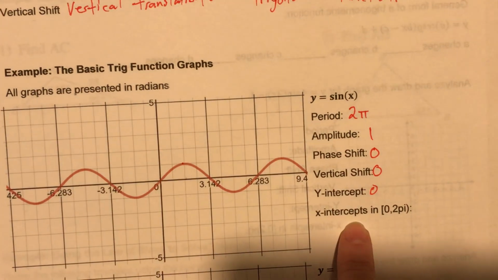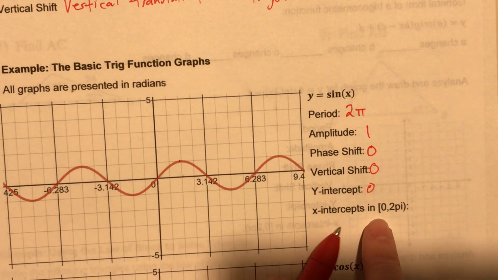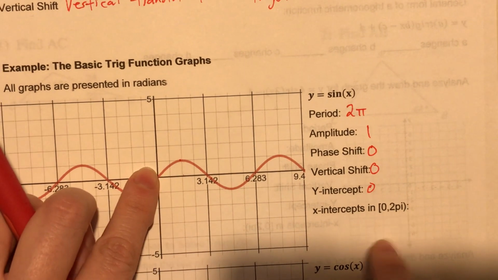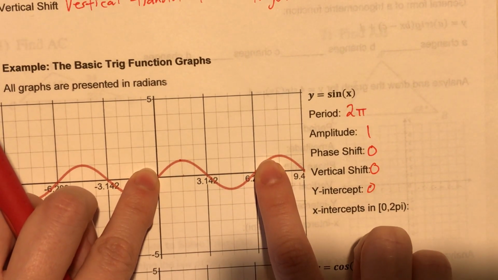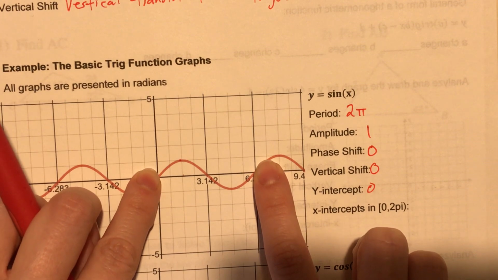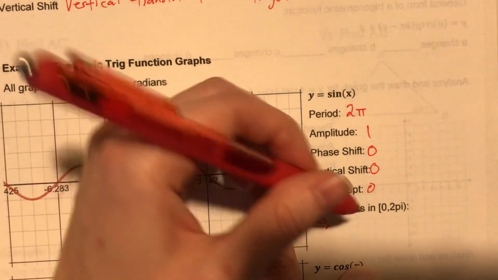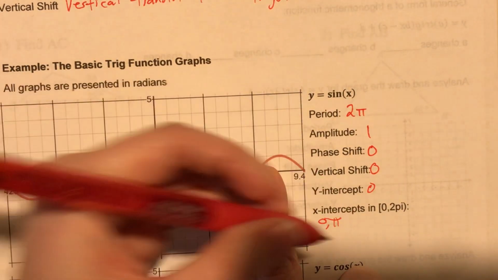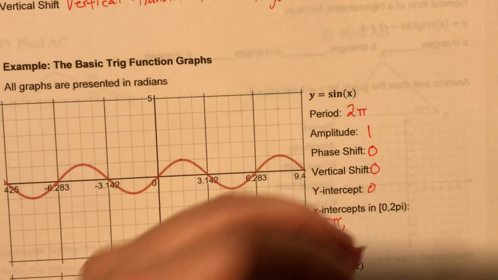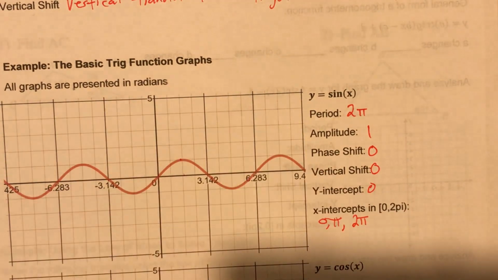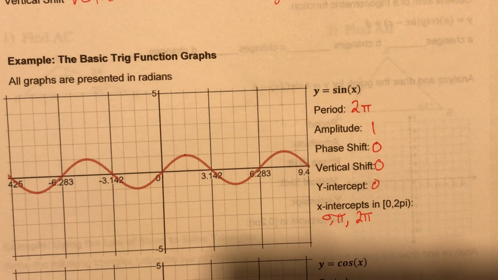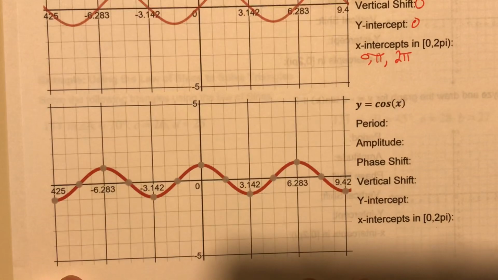All right, and then the x-intercepts. It's the x-intercepts within the interval 0 to 2 pi. So from 0 on the x-axis to 2 pi on the x-axis. Where are the x-intercepts? We see one here at 0. We see another one at 1 pi or pi. And we see another one at 2 pi. So those are our x-intercepts. And we've analyzed the sine function. Let's move on to the cosine function.